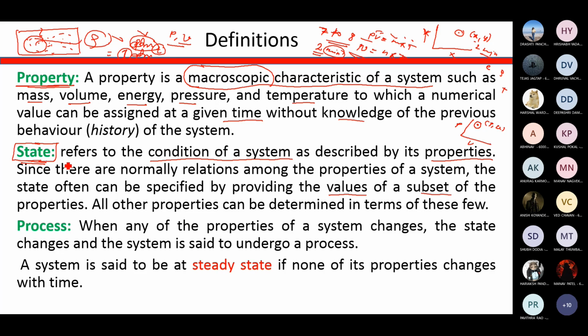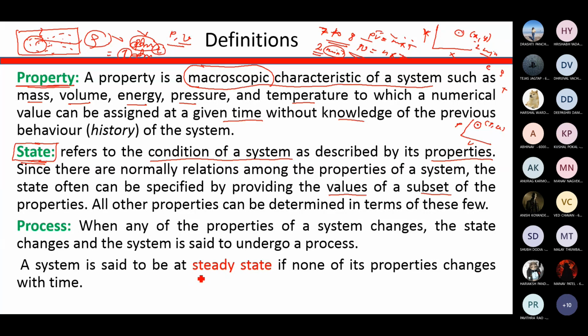Now the next, the process. What do we mean by a thermodynamic process? So we'll read the definition. When any of the properties of the system changes, the state changes, and the system is said to undergo a process. I repeat, when any of the properties of the system changes, even if a single property changes, that will be considered as the change of state.